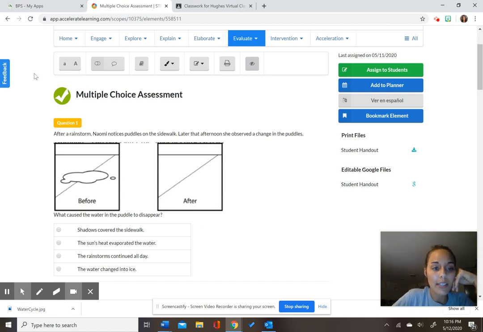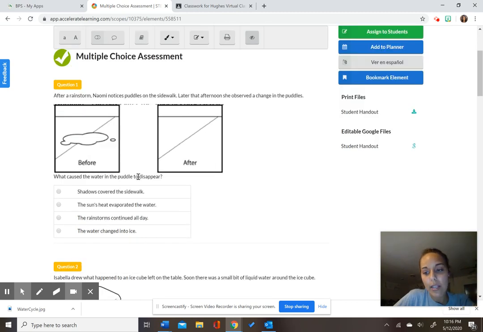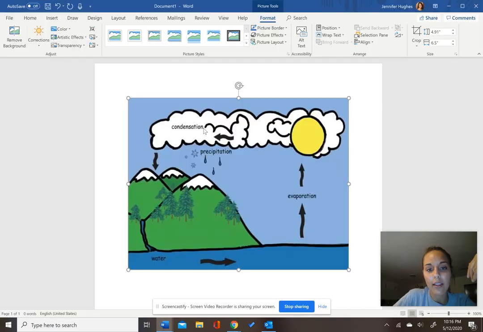So question 1, it says, after a rainstorm, Naomi notices a puddle on the sidewalk. Later in the afternoon, she observed a change. So here's the before, after. What caused the puddle to disappear? Pretty simple. What makes water disappear? Where did it go? Did it just go down the storm sewer? Probably not. If it's not raining anymore, we know precipitation. If we go back to this, if it was raining, what happens after the water collects on the floor? What happens after? Right there.